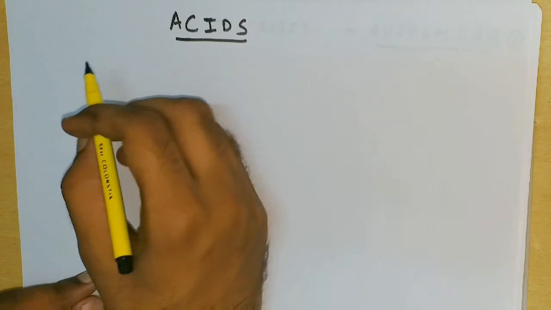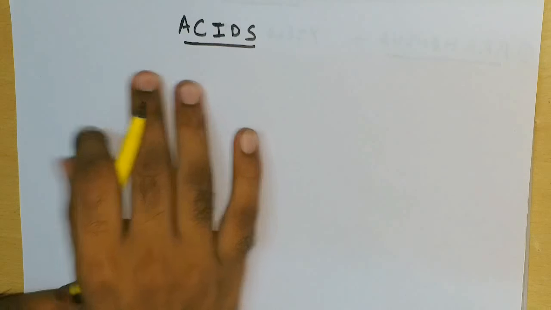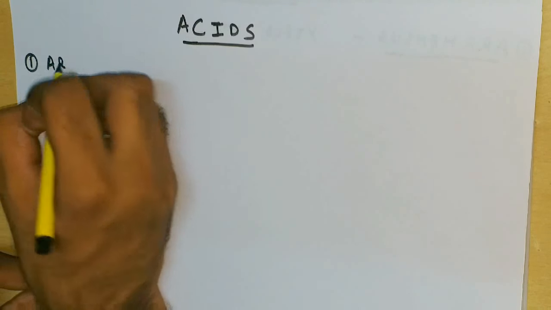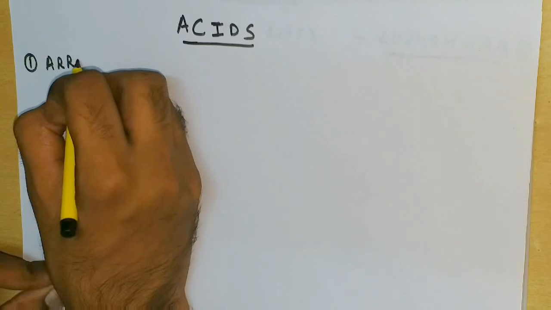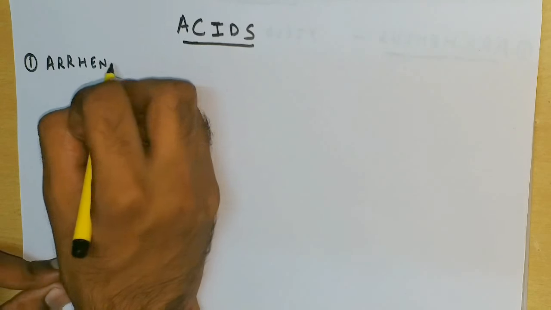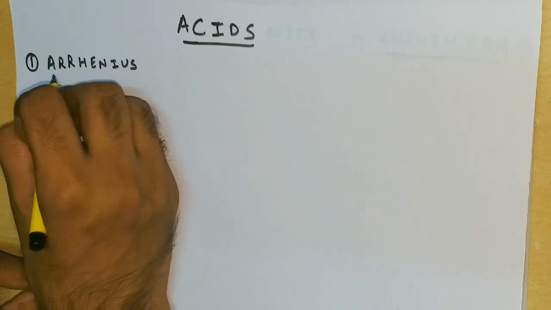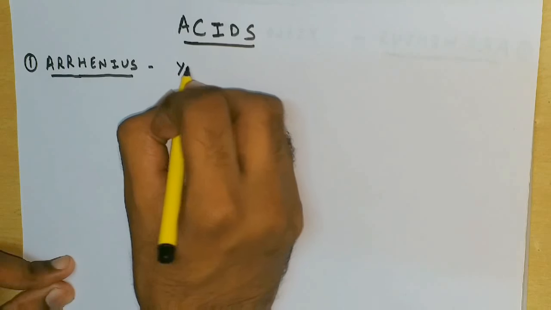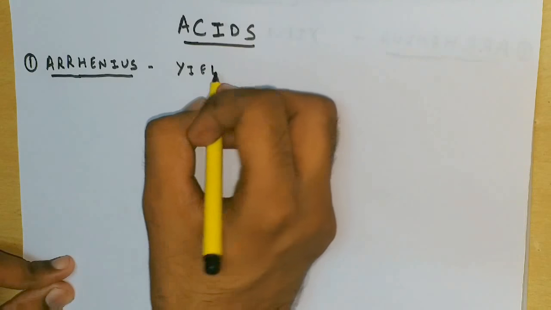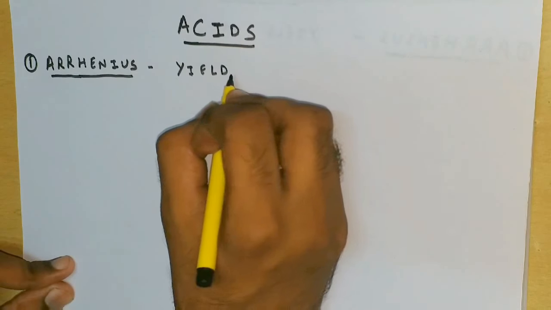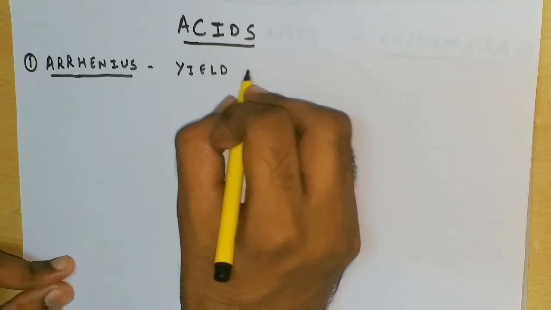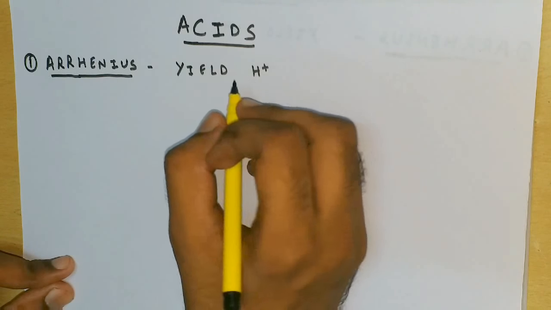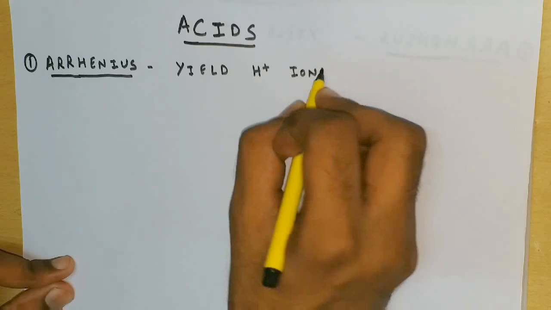So first, let's see the definition given by Svante Arrhenius. According to him, acids are the substances that release H plus ions in solutions, or any substance that releases H plus ions in solution is an acid. So, in short, acids are the substances that release H plus ions.